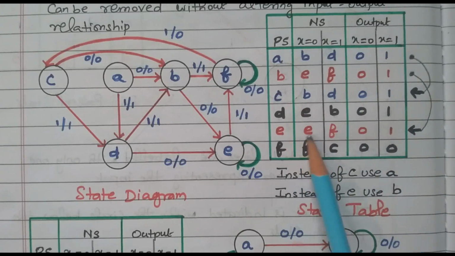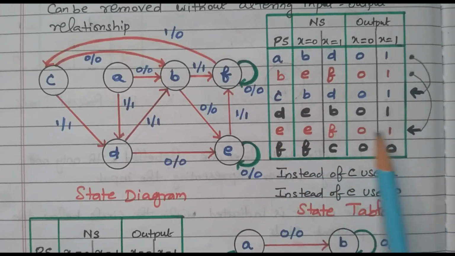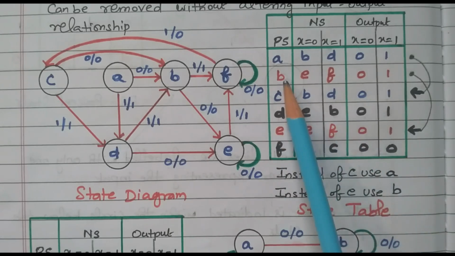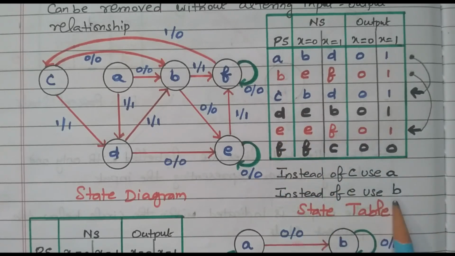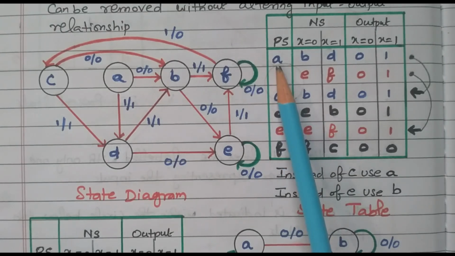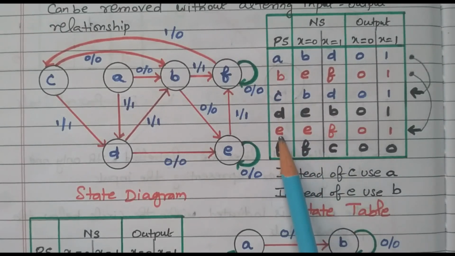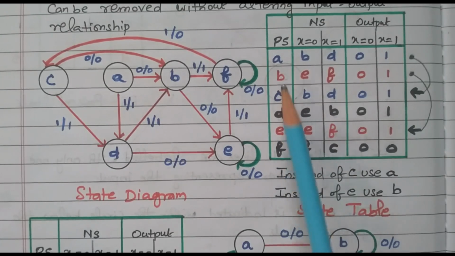B, E, F, 0, 1 and E, E, F, 0, 1. We can avoid this. We can eliminate this fifth line, right? So that this E is now represented by B, right? While eliminating, we need to see how to represent, right? So while eliminating C, this row, the C is replaced by, used by A. Similarly, this E is replaced by, used by B, right?